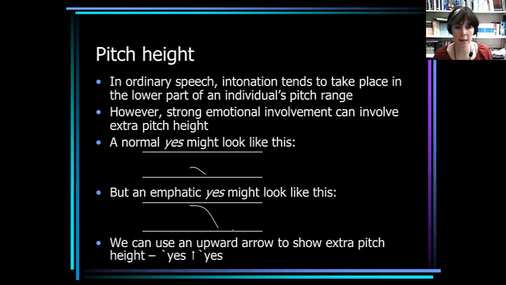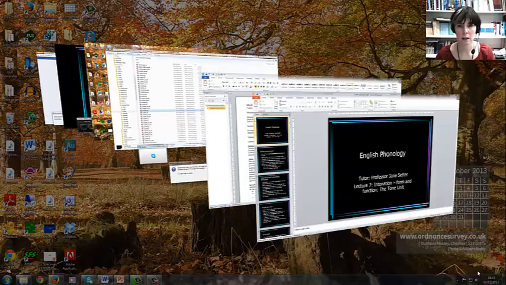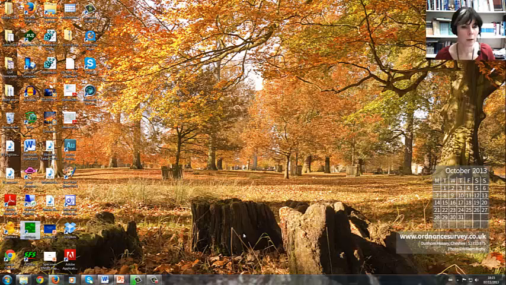If we wanted to indicate this kind of thing, then we could use an upward arrow. So this one is just saying yes, whereas this one is saying yes, because it indicates this with an upward pitch arrow. If we go back to the real-time pitch display, let's see if I can get this to do it. Okay, here we are.